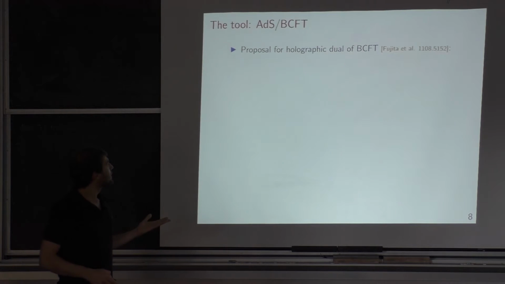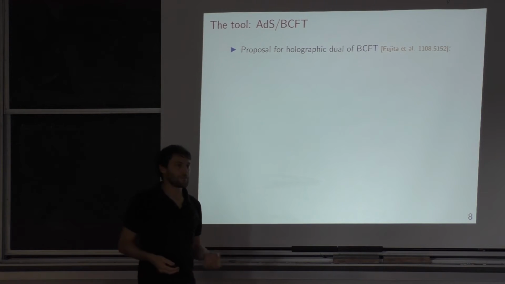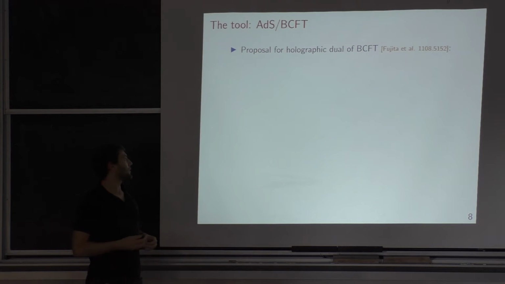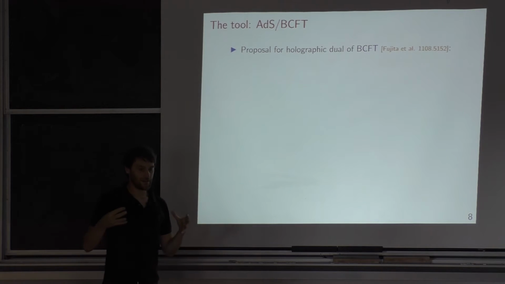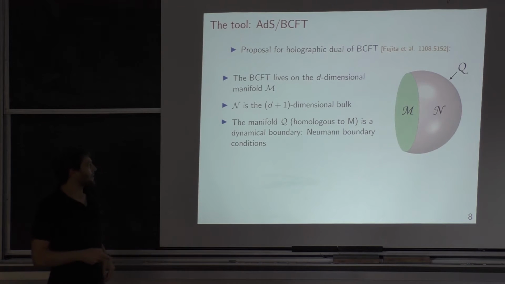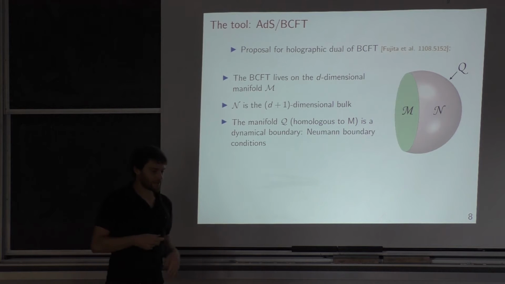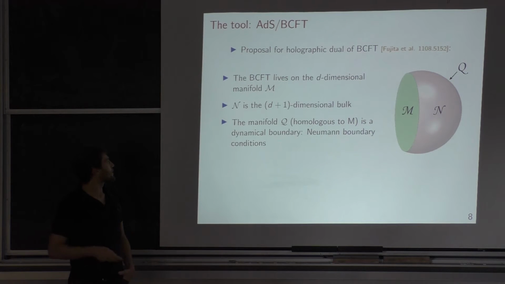OK, so how do we build the dual of a BCFT? Probably most of you know this. There was a proposal by Takayanagi originally, and then Fujita, Takayanagi, and Tonni, that studied how to build a bulk dual of a conformal field theory on a manifold with a boundary. The proposal goes as follows. Suppose that you have some CFT defined on a manifold with a boundary. Here this is the manifold M. It's a closed disk in this specific example.